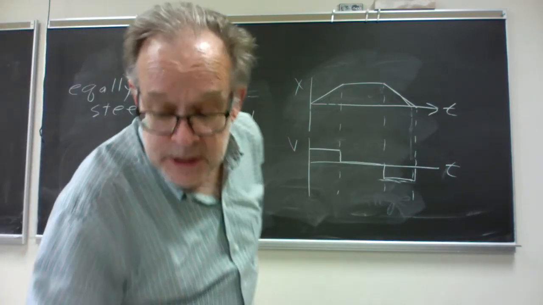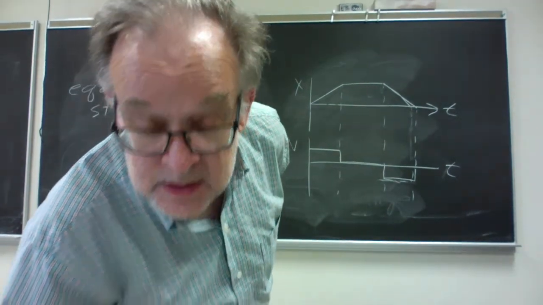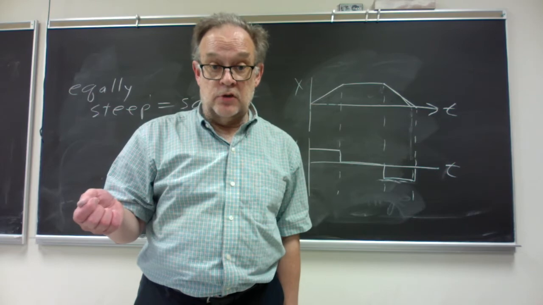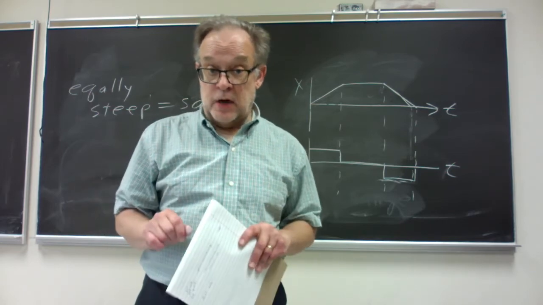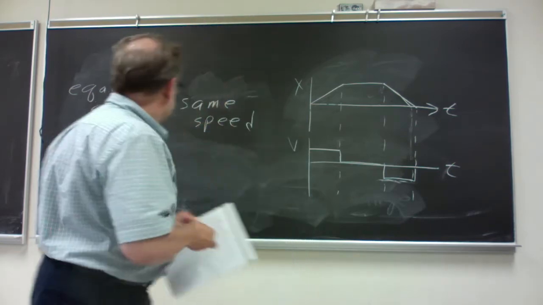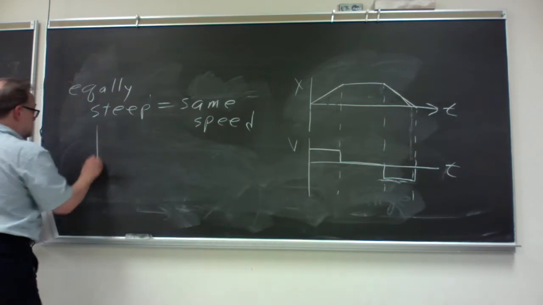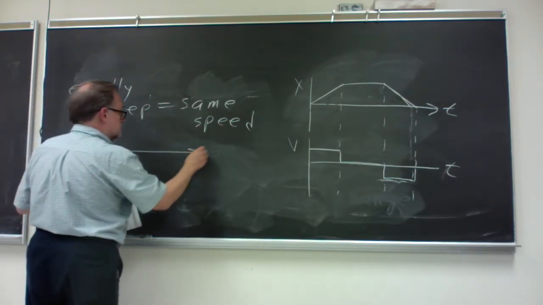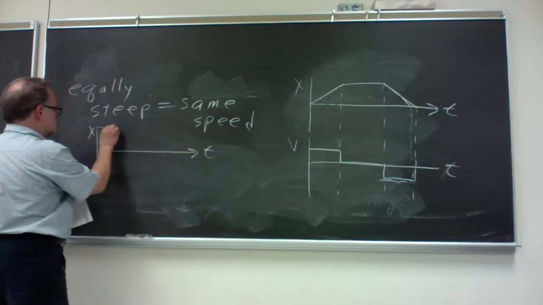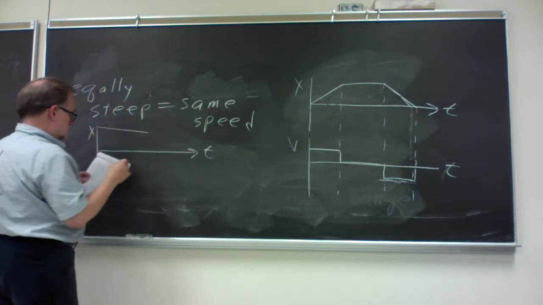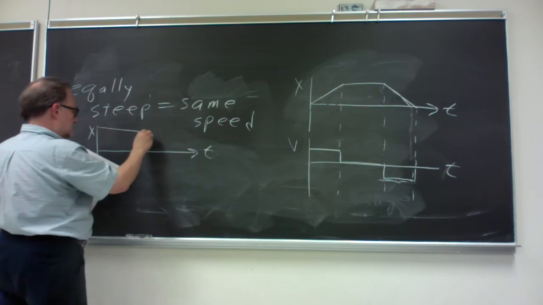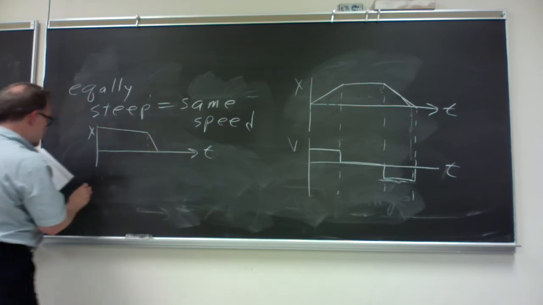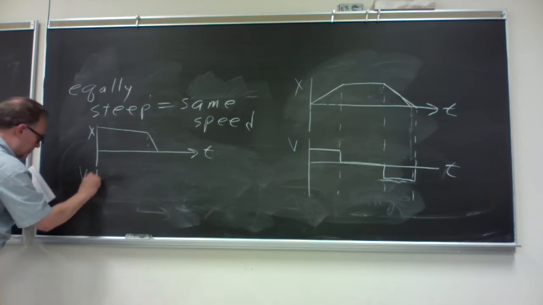Now, let's look at the same kind of thing, a position versus time graph, and we'll see what the velocity graph looks like. But this time the position graph will be just a little bit more complicated. Here's the position graph. And here's the velocity graph.